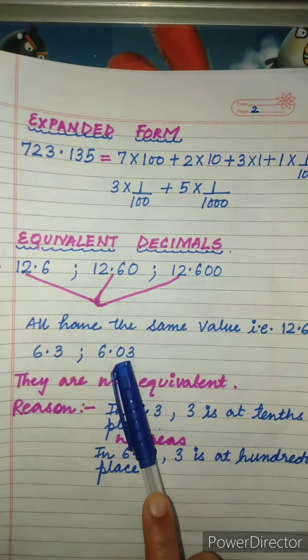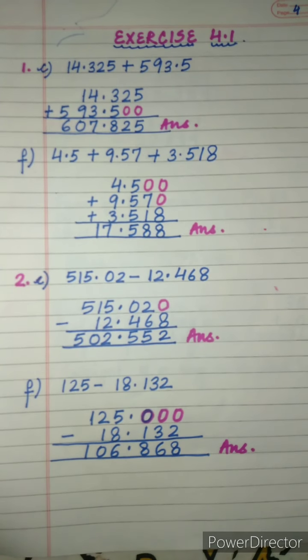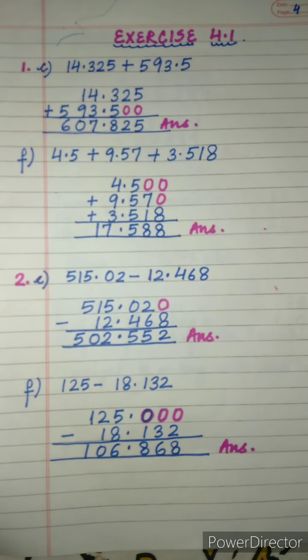Now they all have 3 decimal places, that is, we have converted these unlike decimals into like decimals. Now coming to exercise 4.1, question number 1, you have to find the sum of the given numbers. The given numbers are 14.325 and 593.5. Now how are we going to write these numbers?